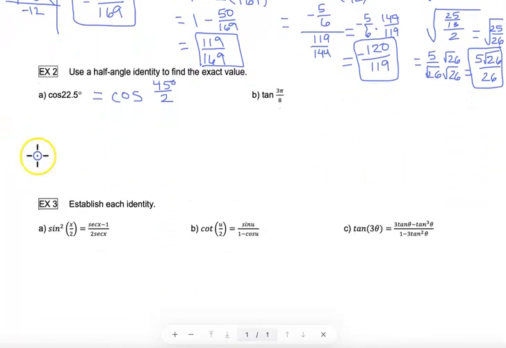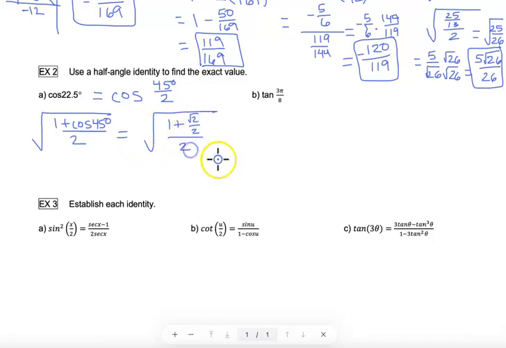So it allows us to find the exact value based on unit circle values there. So 1 plus cosine of 45 degrees, and then I'm going to divide that by 2. So cosine of 45 degrees is radical 2 over 2. And then I need to simplify. So simplify in the top first.